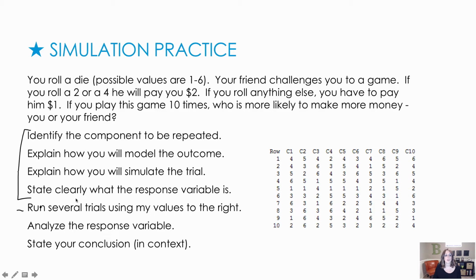Then we're going to run the trials using this. So these essentially happen together. We're running the trials and analyzing the response variable, and then we're stating our conclusion. So sometimes we group those 2, sometimes we group those 2, but press pause, try all of the parts, and then press play to check your work.